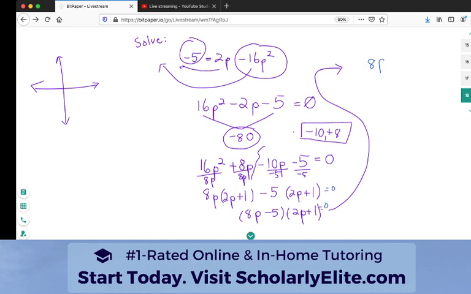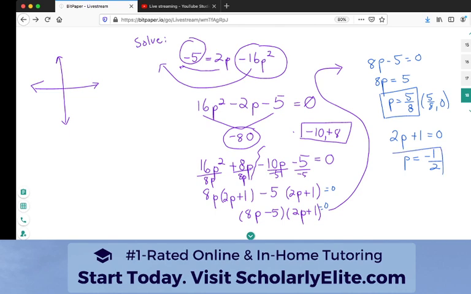So 8p - 5 = 0. We're going to isolate, and we know that 8p = 5, so p = 5/8. That's one of the answers, and we know that that's going to be (5/8, 0) as a point. And then we've got 2p + 1 = 0, and with this isolated, same concept, p = -1/2. And that's our other root, aka our other x-intercept, which we know the y has to be 0 for.